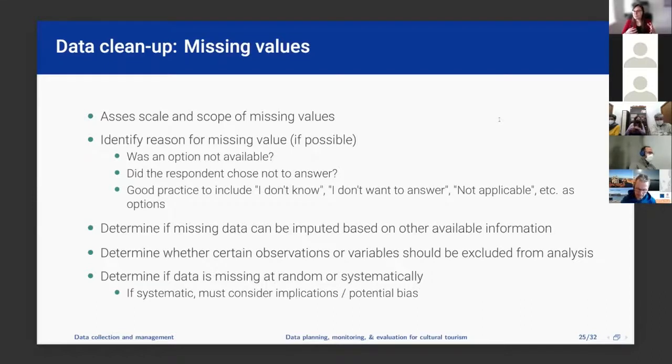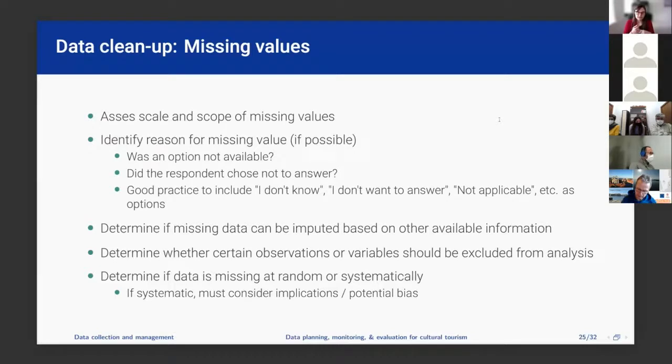With missing values, things get a bit more complicated. First step is always to see how many are there, how widespread is it. Try to identify the reason for the missing value. Was it that an option wasn't available? Was it that the respondent just didn't choose to answer? So it's a good practice to include things like, I don't know, I don't want to answer, not applicable. Always include that in your surveys. You can also take a look and see if that missing data can be imputed. If you have other information or other sources, can you maybe take an average? In some cases, that's an option.